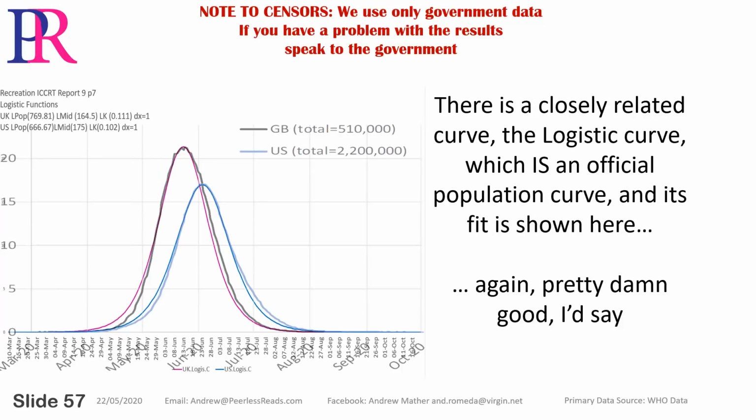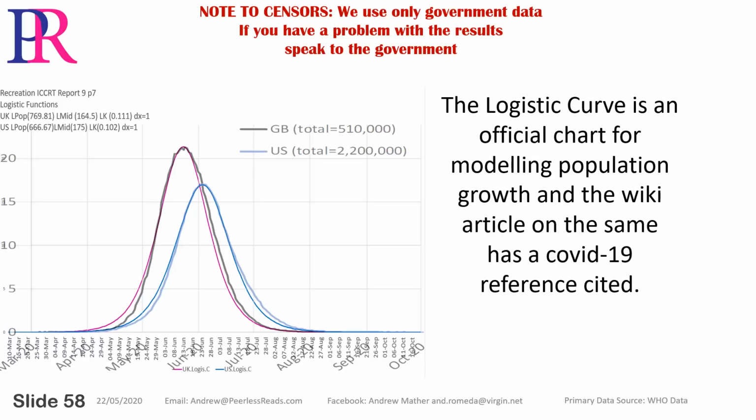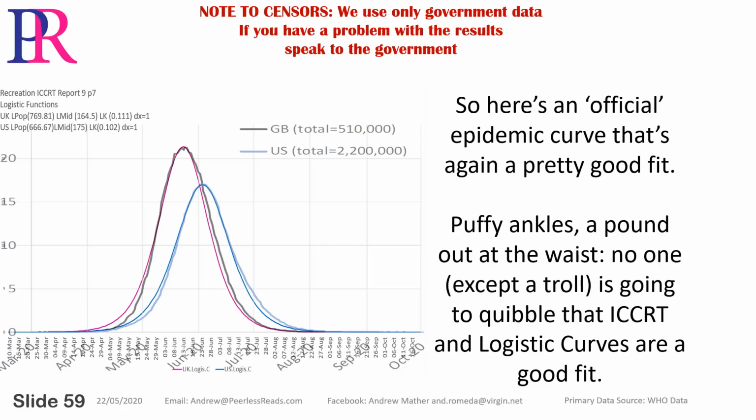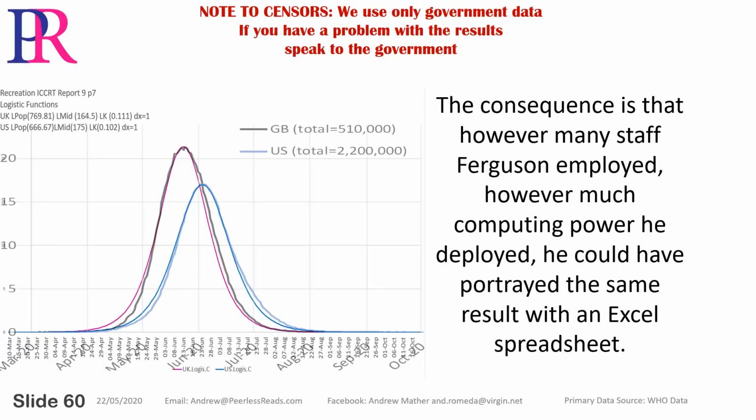There is a closely related curve, the logistic curve, which is an official population curve, and its fit is shown here. Again, pretty damn good, I'd say. The logistic curve is an official chart for modelling population growth, and the wiki article on the same has a Covid-19 reference cited. So here's an official epidemic curve. That's again a pretty good fit. Puffy ankles, a pound out at the waist, no one except a troll is going to quibble that ICCRT and logistic curves are a good fit.